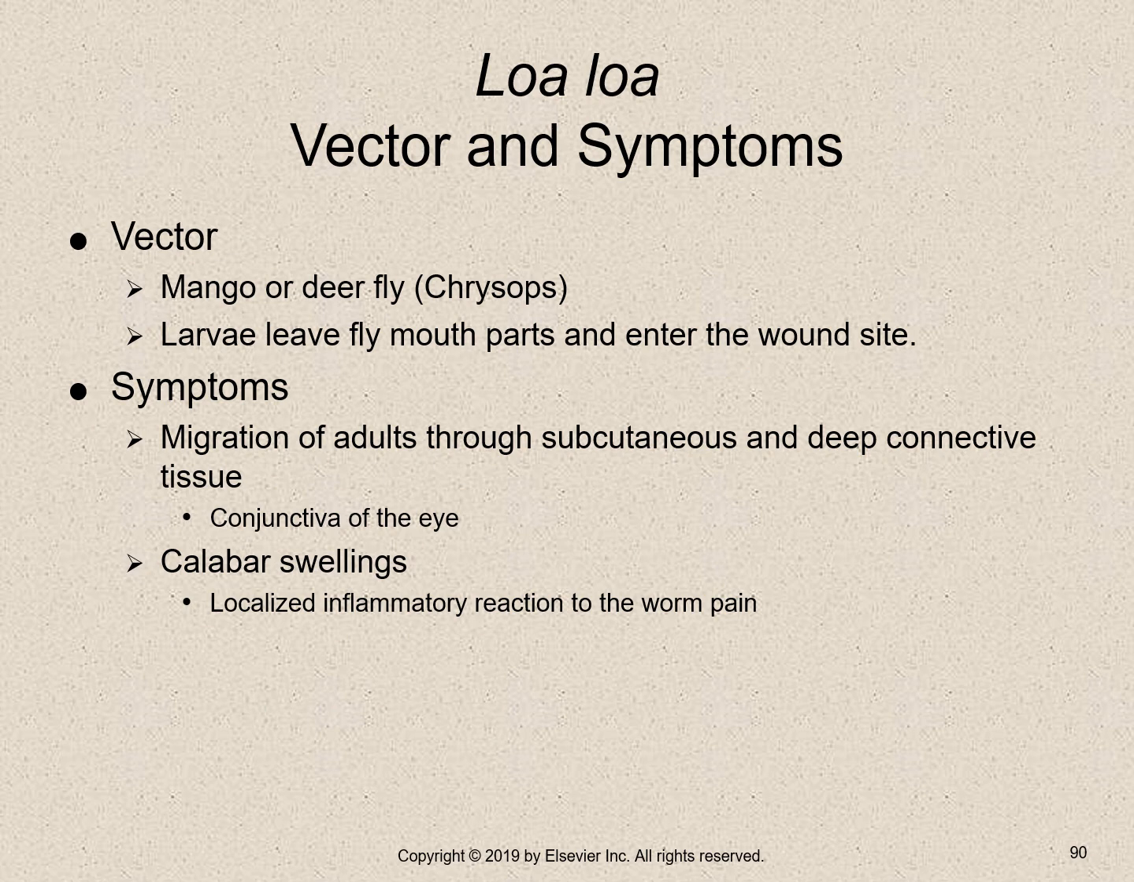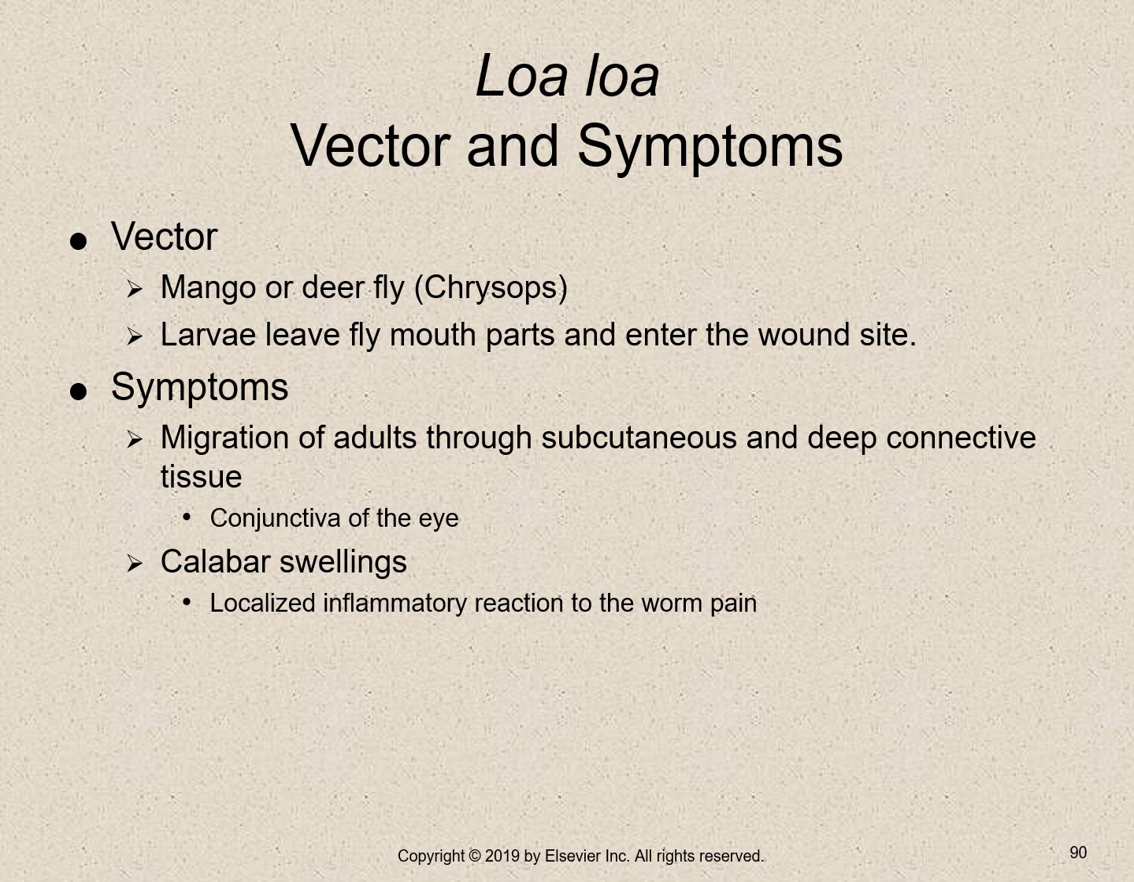Infection with Loa loa is transmitted by the mango or deer fly. Loa loa is also referred to as the eye worm, and it's limited to the African equatorial rainforest, where the fly vector breeds.